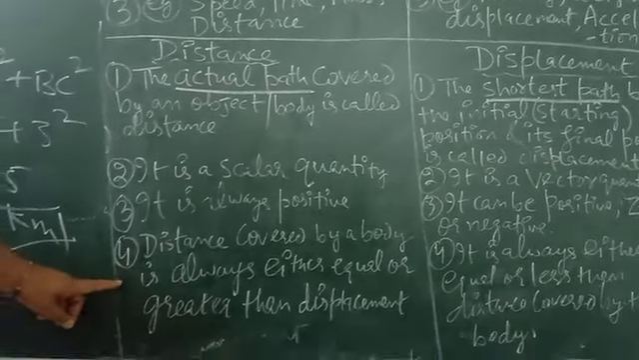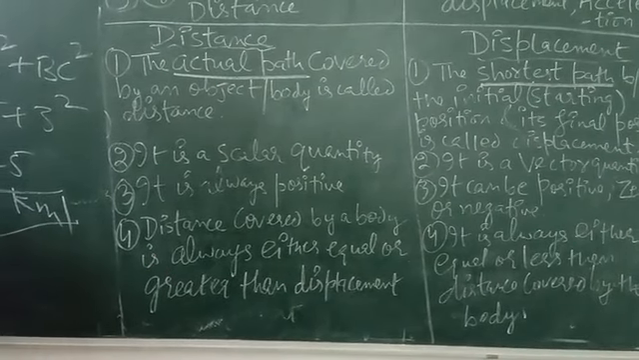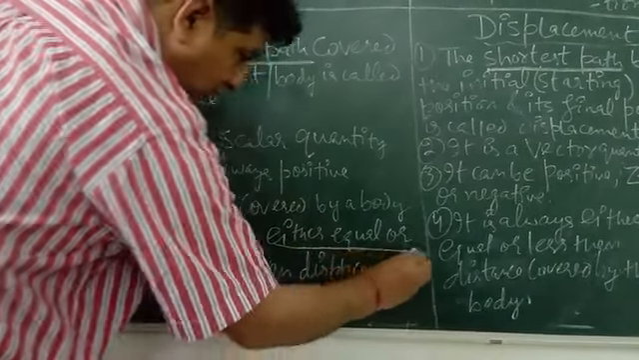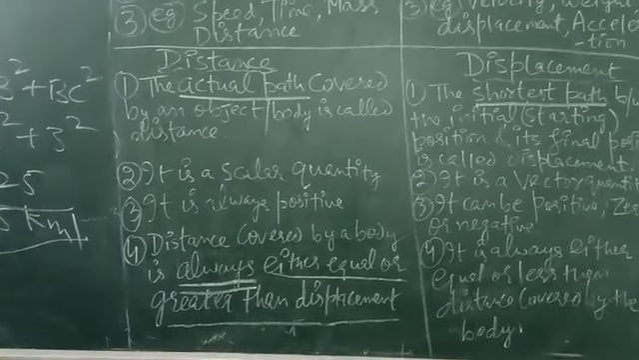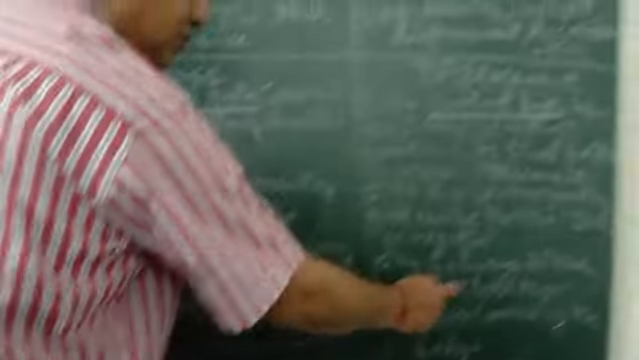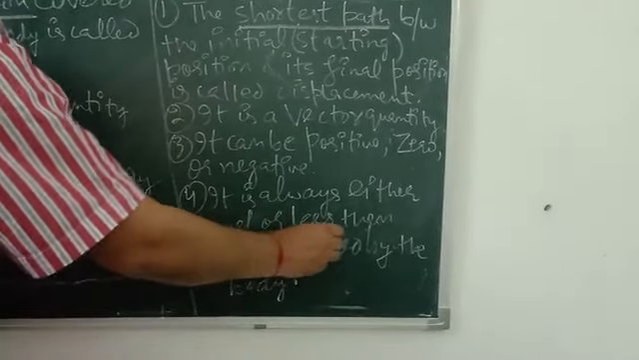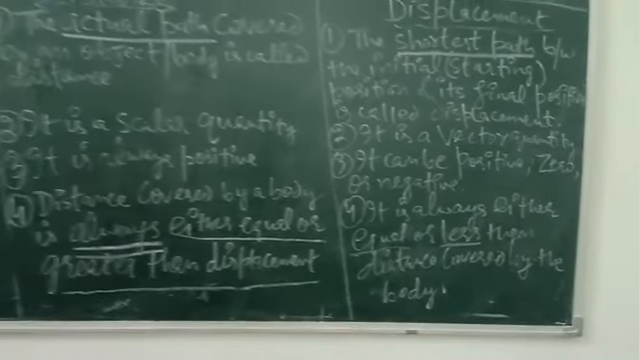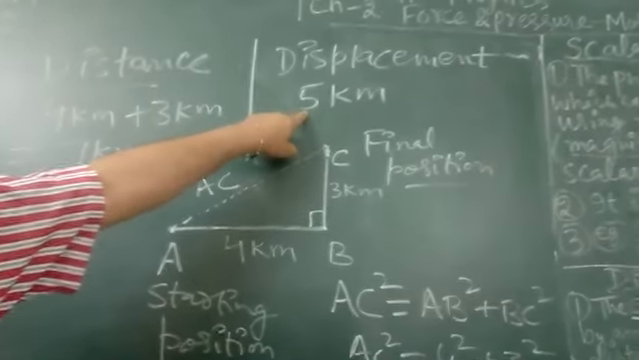And the last point, distance covered by a body is always either equal to or greater than displacement. Similarly, displacement is always either, at maximum, equal to or less than the total distance covered by the body. Okay, as you can see from here as well. Do you see that the distance covered is 7 km and displacement is 5 km?